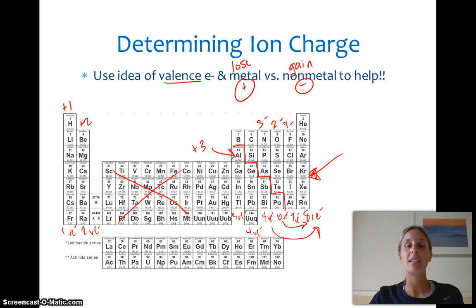So we can use the idea of how many valence electrons we have, plus whether we're a metal that's going to lose or a nonmetal that's going to gain, to help us figure out the charge. So if you have 1 valence electron to lose, you'll take on a +1. If you have 2 valence electrons to lose, you'll take on a +2. And if you have 3 valence electrons to lose, you'll take on a +3. For the nonmetals, it's going to take on a negative charge. These guys need 3 more to be octet happy, so they're a -3. These guys need 2 more to be octet happy, so they're a -2. And these guys need 1 more to be octet happy, so they're a -1.